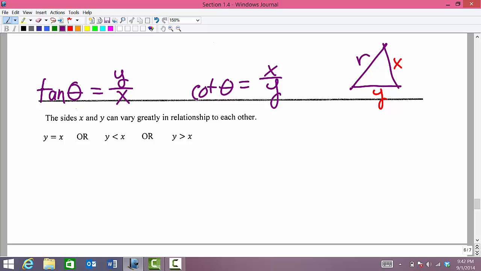If y is equal to x, so let's focus on tangent here. If y and x are equal to each other, so say for example 3 divided by 3, then tangent could be 1. If y is less than x, so the top number is smaller, then we could have something that's less than 1. And we could also say that y is negative. So let's say that y is -2. Well, then now we are actually greater than -1.